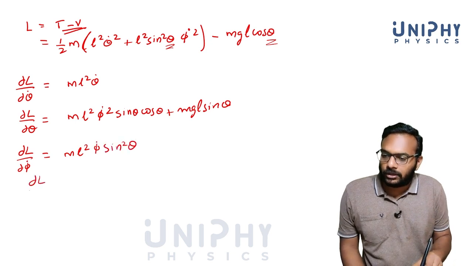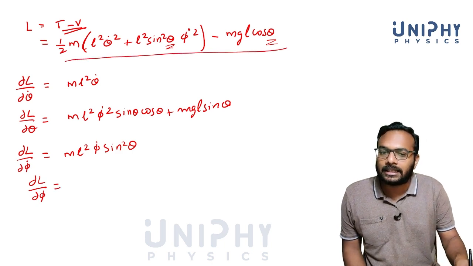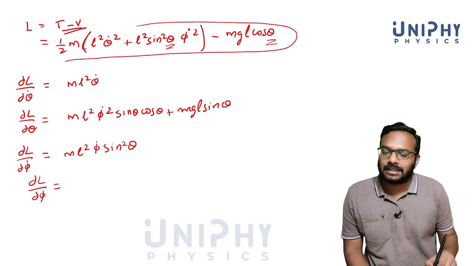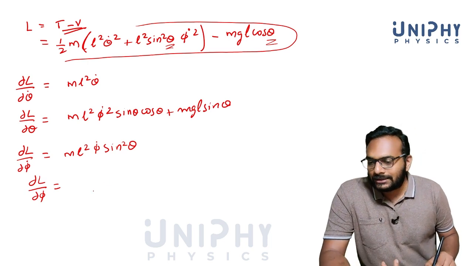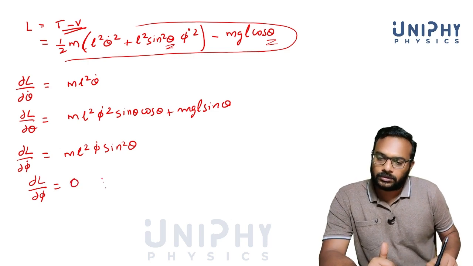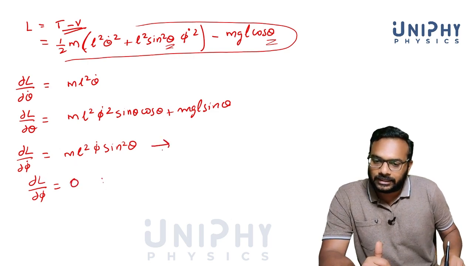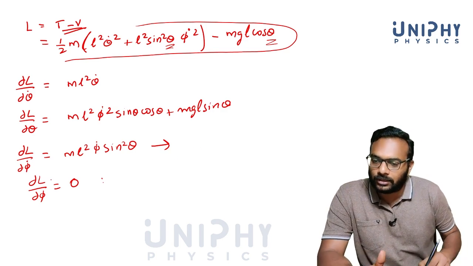And what's dou L by dou phi? You see that there is no phi dependence in the Lagrangian. So we can say the Lagrangian is cyclic in phi, or phi is a cyclic coordinate. So we say dou L by dou phi is 0. Immediately we get the conservation law here. We were asked to identify a conserved quantity, the conserved angular momentum.